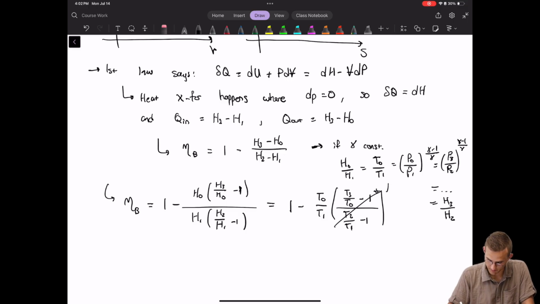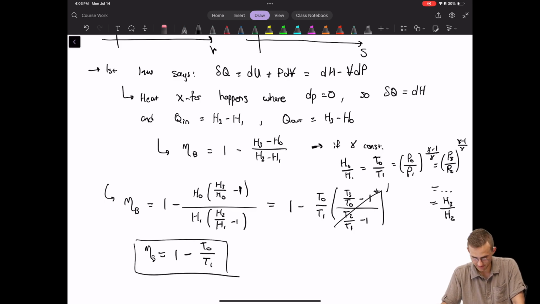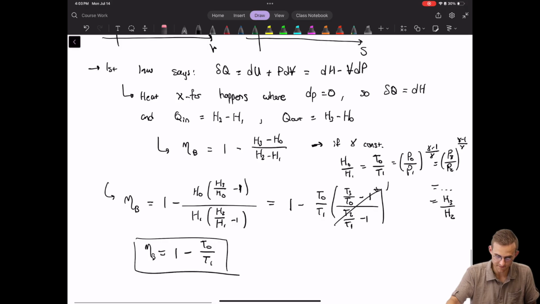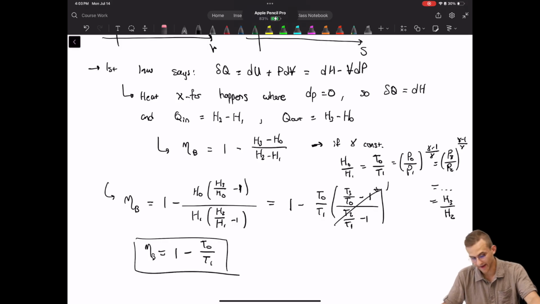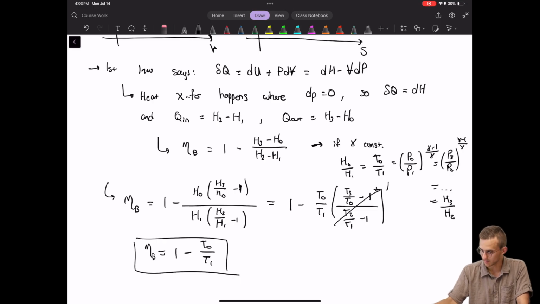Okay, and so the Brayton efficiency can just be written as 1 minus T naught over T1. So just the temperatures at the first two stations. Okay, so that's the simplified version of the Brayton efficiency. And we will proceed next time to talk about some engines that use this cycle as the basic thermodynamic cycle of interest.